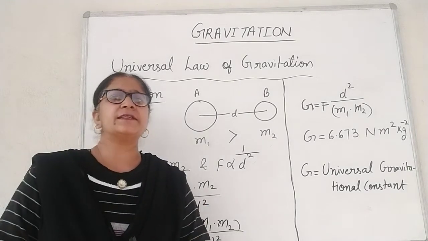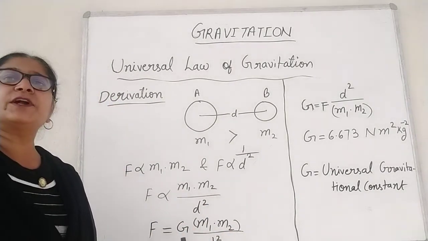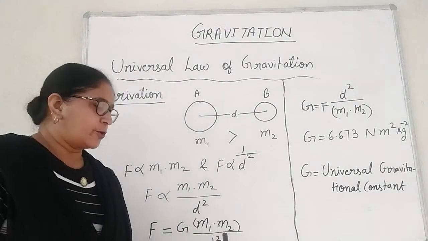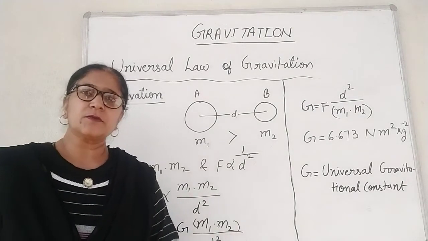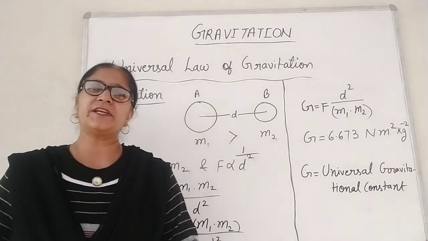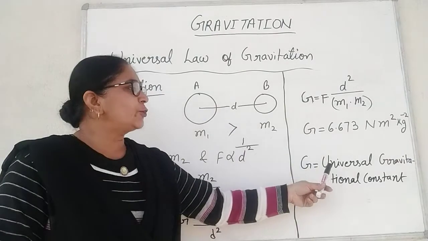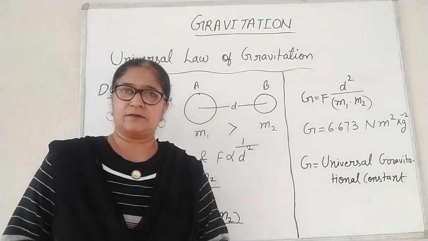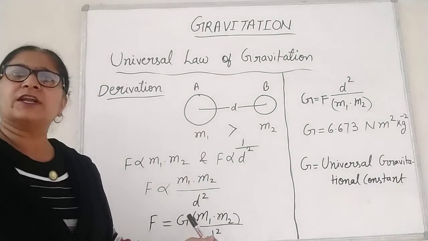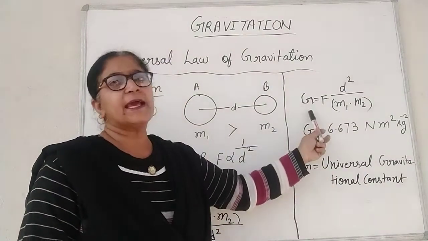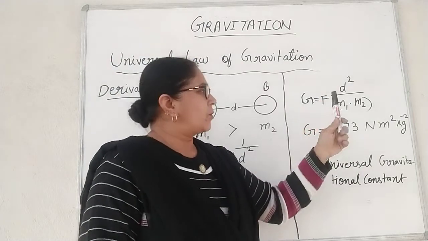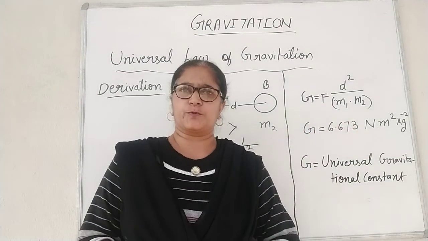This can be written as F equal to G times m1 times m2 over d squared. Here G is the constant of proportionality and is called the universal gravitational constant. This equation can be modified and written as G is equal to F times d squared over m1 times m2.